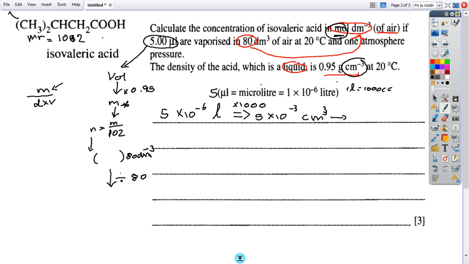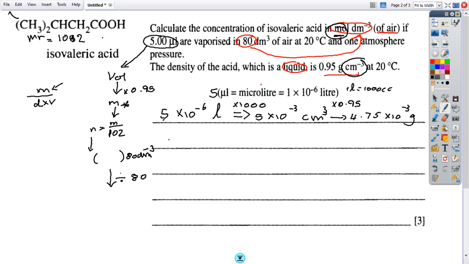Okay, now we can take that and we can convert that into mass, because each of those centimeters cubed are 0.95 of a gram, and mass equals density multiplied by volume. So that gives us therefore a mass of 4.75 times 10 to the minus 3, and that's in grams.